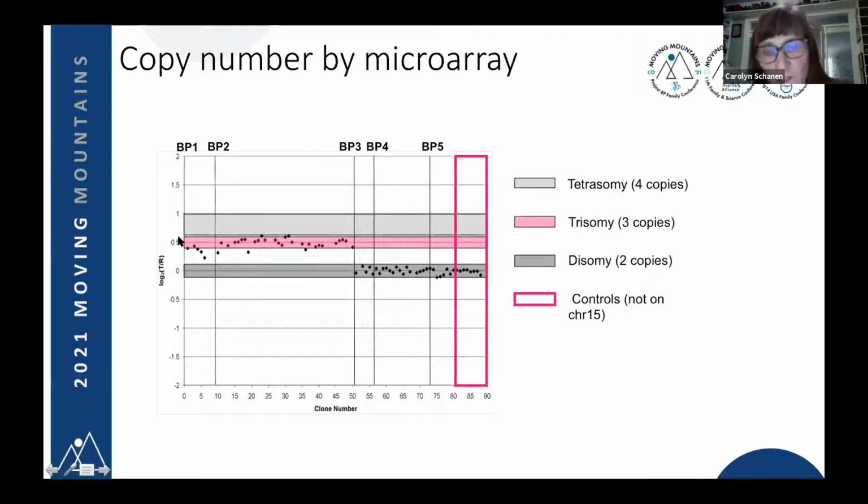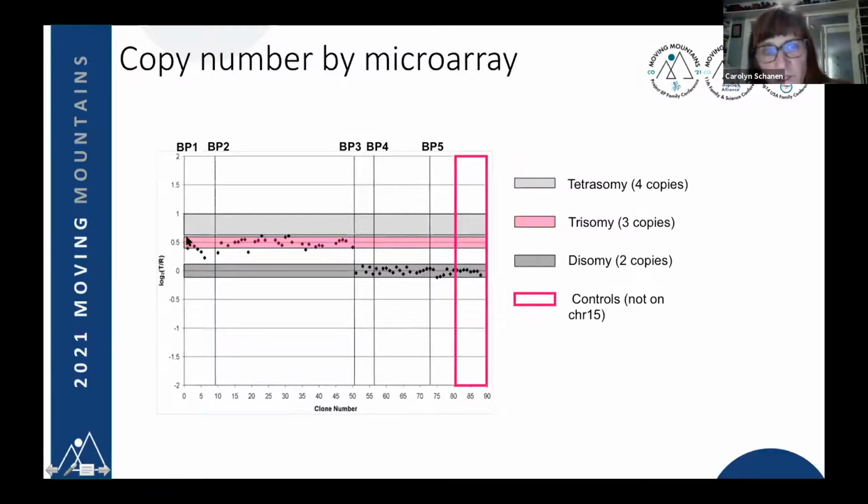But so on 15 here, this is showing dosage. Up higher, it goes up on the line, the dosage increases, and the little boxes are colored to show you how many copies there were. So that would be 4 copies, 3 copies, and this is 2 copies, which is what we would expect.